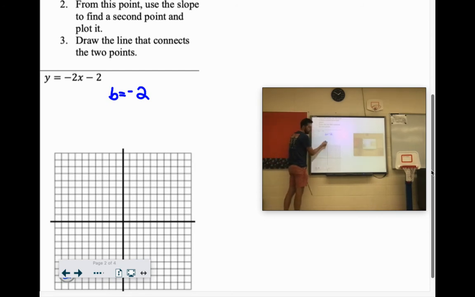So this is the y-axis, the up and down. So we're going to cross that axis at -2. It intercepts the axis at -2. Step 2 says from this point, use the slope to find the second point and plot it.